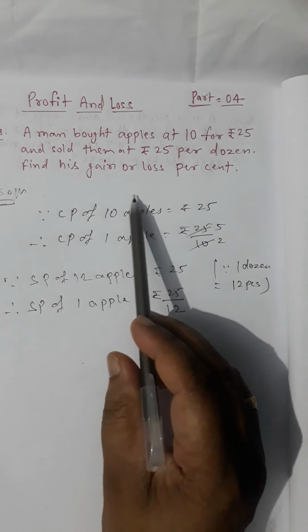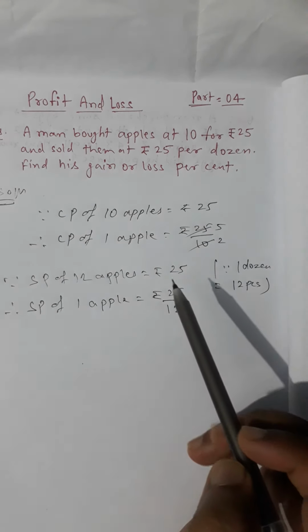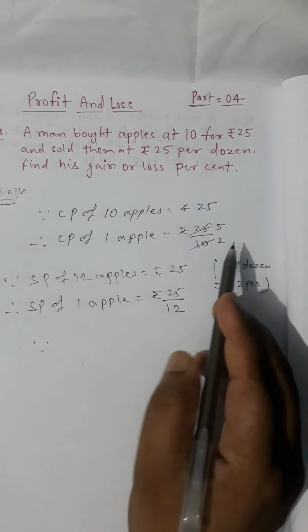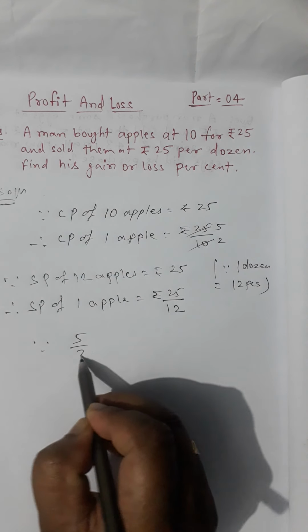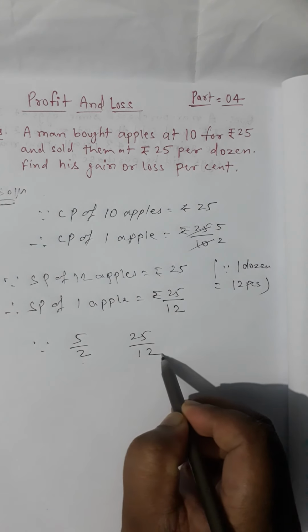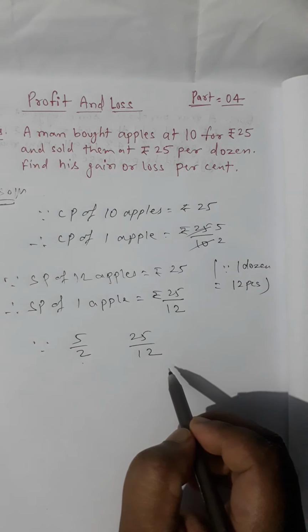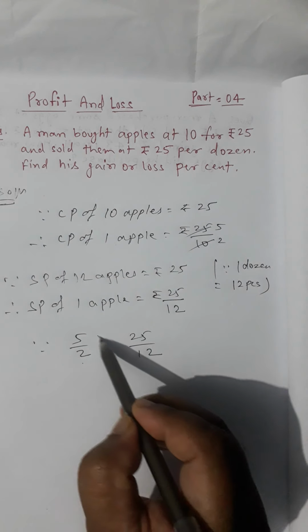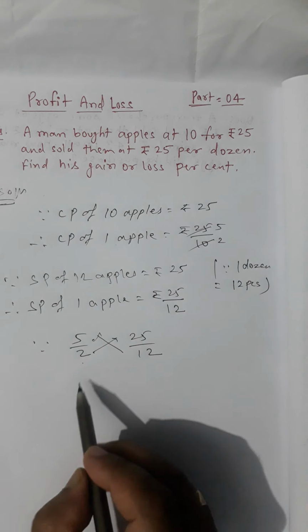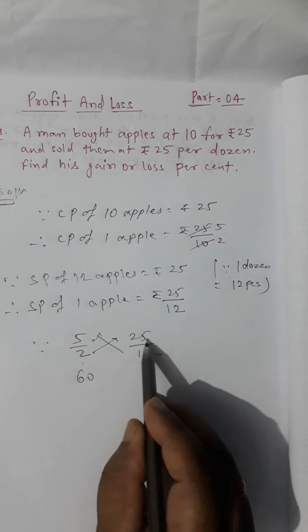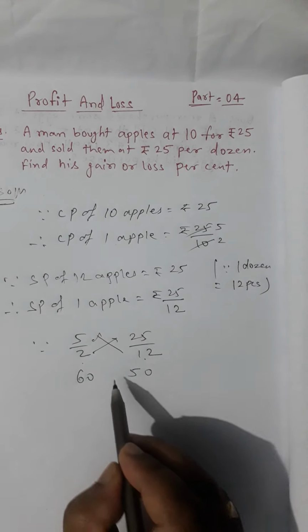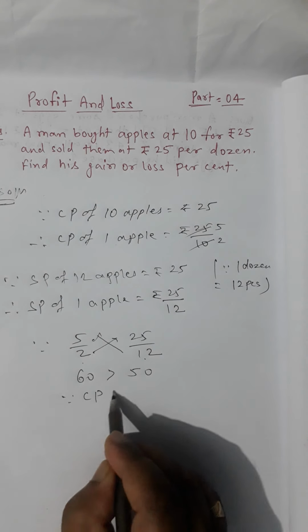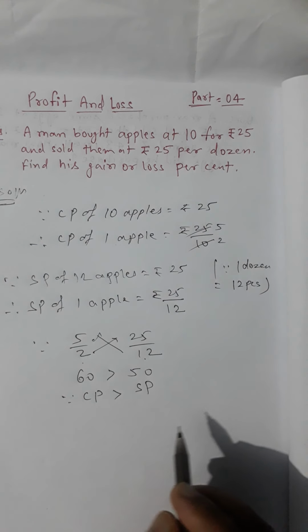Okay, we have to find gain or loss percent. First of all, check whether SP is greater or CP is greater. 5 by 2 is your CP and 25 by 12 is your SP, so which fraction is greater? Apply cross multiplication: 12 times 5 is 60 and 25 times 2 is 50. So this side is greater, and this side is your CP. So CP is greater than SP, so clearly in this case we have loss.